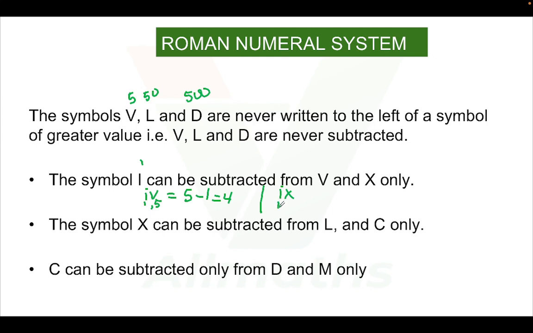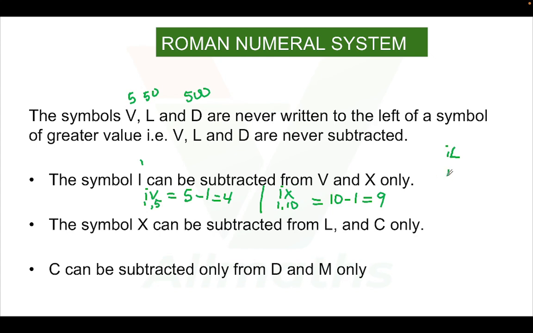This is 1 and this is 10. So when a smaller number comes behind a bigger number, you subtract it. So what are you having? You're having 10 minus 1, which is 9. The meaning is that you cannot have IL. So I can only come behind V and it can only come behind X.